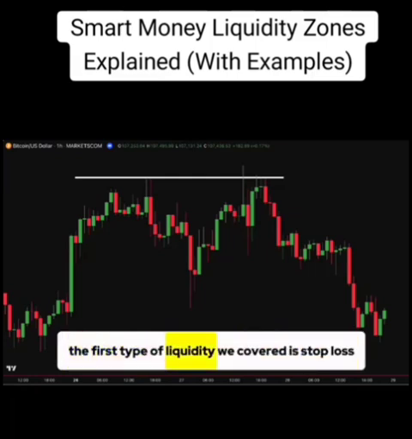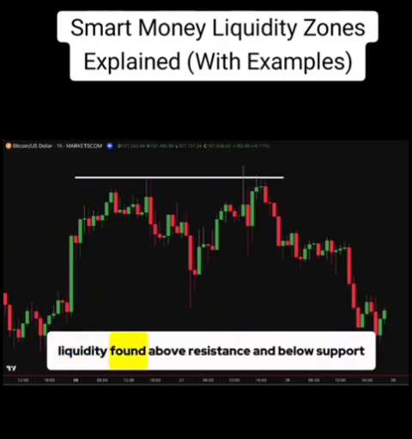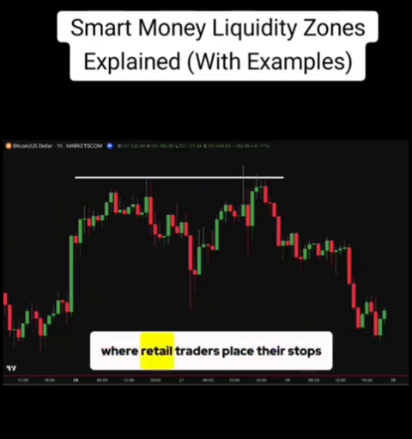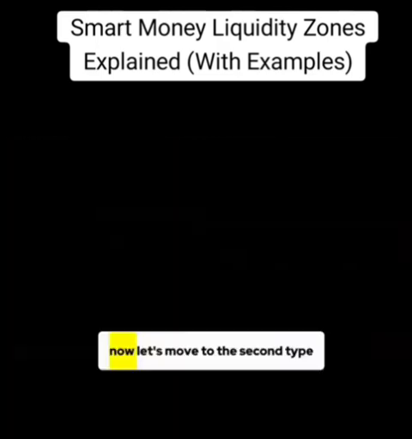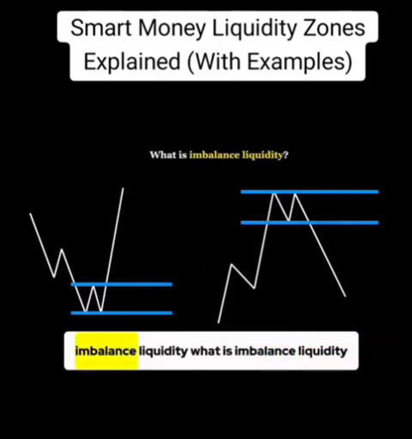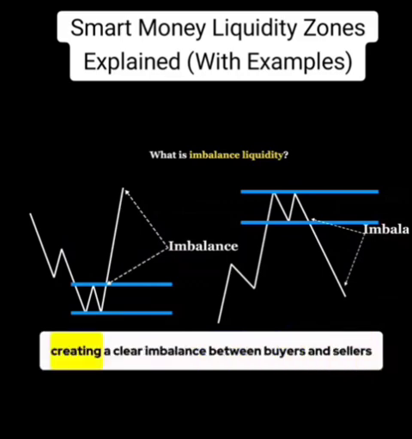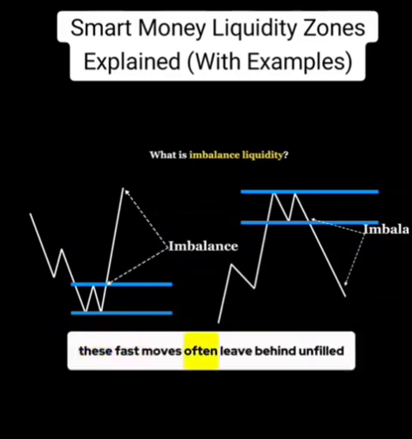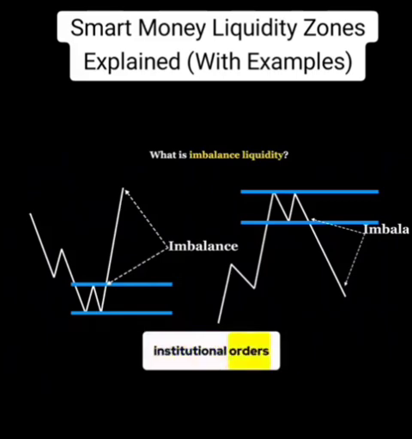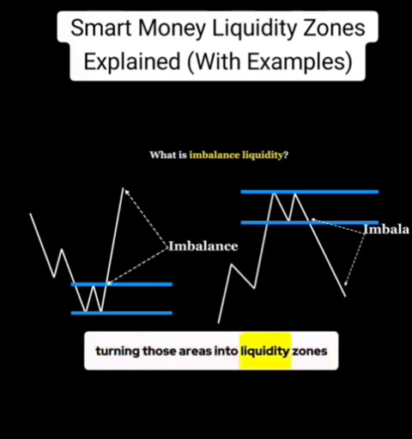The first type of liquidity we covered is stop loss liquidity, found above resistance and below support, where retail traders place their stops. Now let's move to the second type, imbalance liquidity. What is imbalance liquidity? It forms when price moves aggressively in one direction, creating a clear imbalance between buyers and sellers. These fast moves often leave behind unfilled institutional orders, turning those areas into liquidity zones.